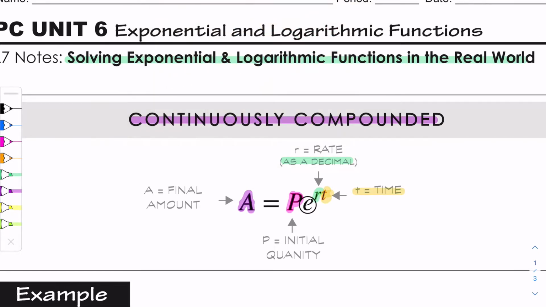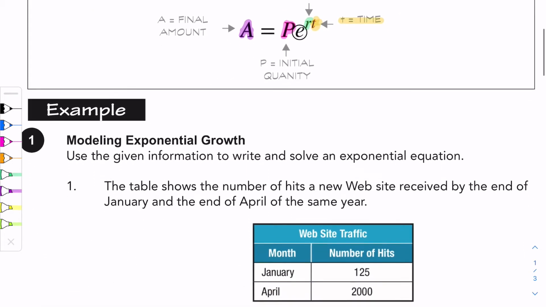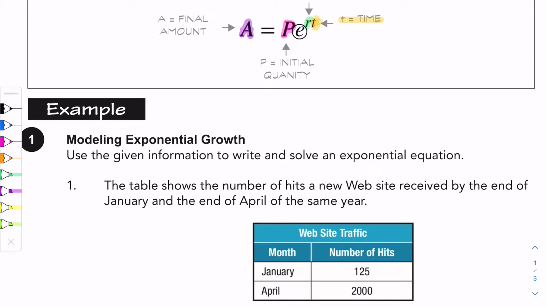The time has to be consistent through the problem. So if you're dealing with years, then it's years all the way through the problem. If you're dealing with months, then it needs to be converted to months throughout the entire problem. So make sure you're careful with the time rate or the time value.